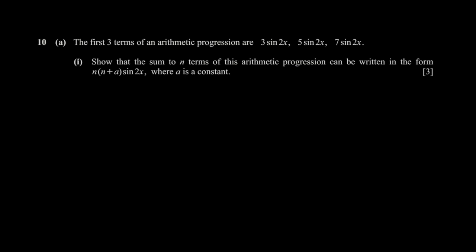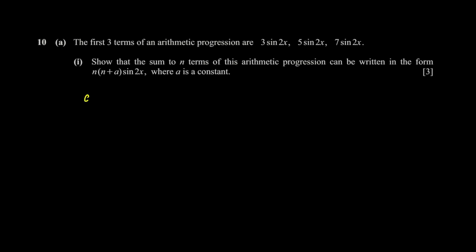Okay, question 10. The first 3 terms of an arithmetic progression are given. Show that the sum to n terms of this arithmetic progression can be written in the given form, where a is a constant. Now, an arithmetic progression is where we are adding the same term each time. In other words, we've got a common difference.